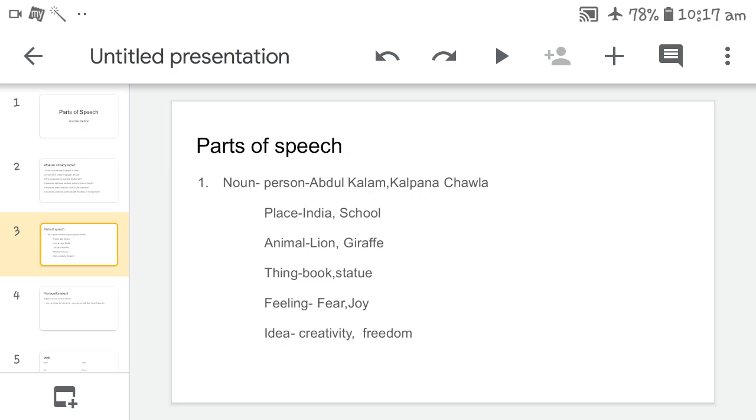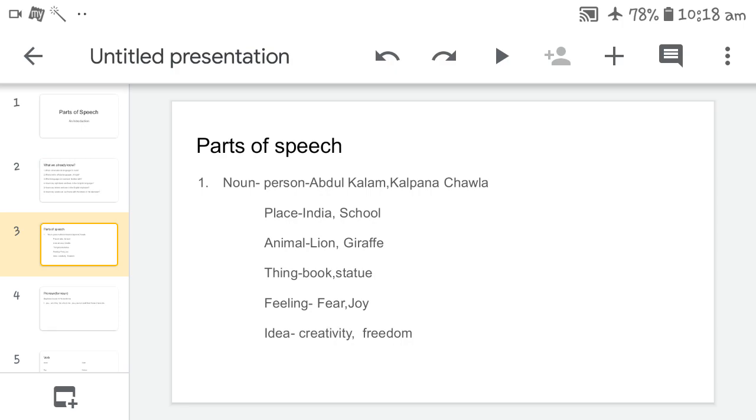Now, of these, first we are going to see noun. What is a noun? We all know for certain. Now, I'm just going to recapitulate or revise whatever we knew before. A noun is a naming word. It names a person, place, animal, thing, feeling, or idea.